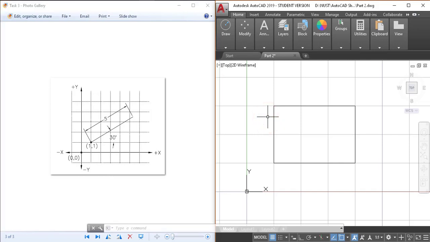First of all, we have to clear this drawing area. Control A for select all and then delete.